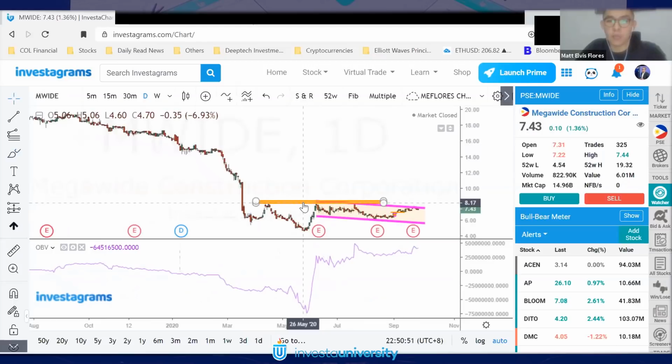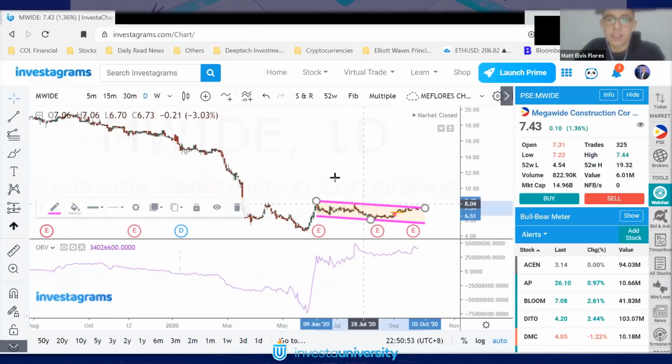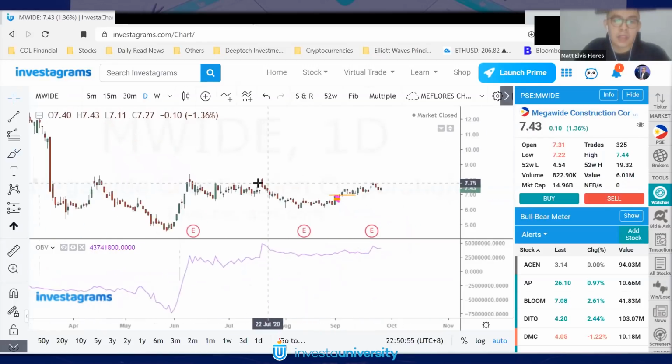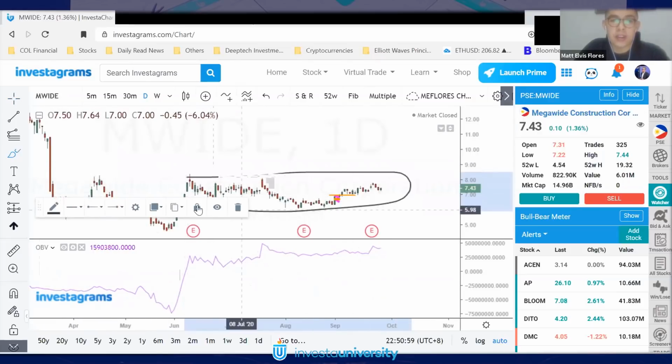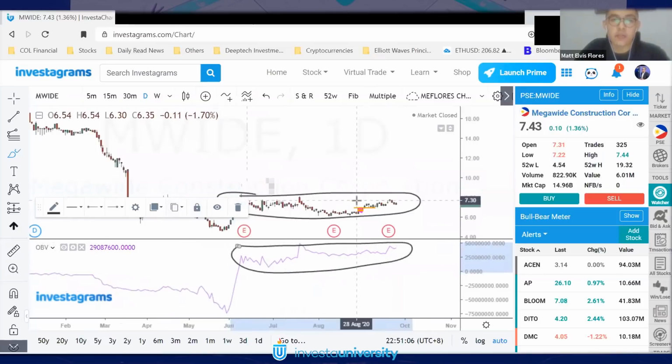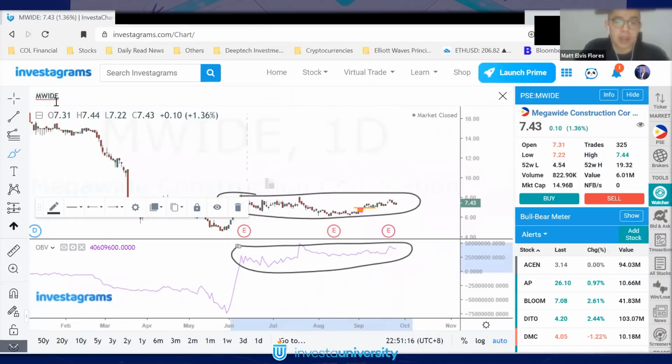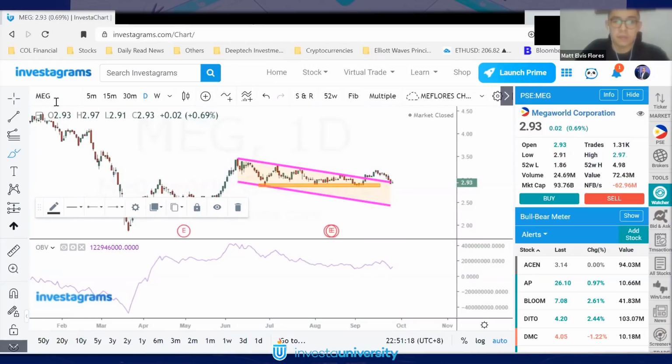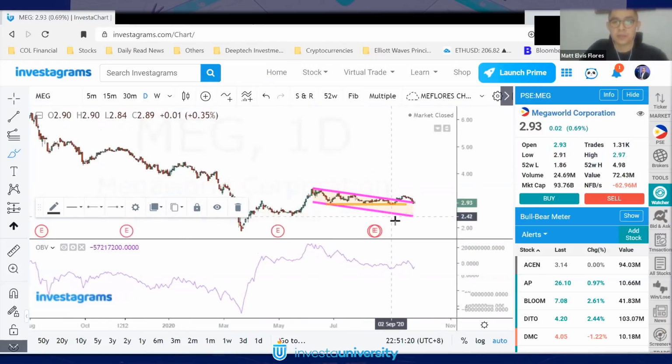Kita mo sa MY, kita mo na your price starting to move, di ba? Starting to move. And your OBV, di ba? Your OBV is nandun lang. So meaning, you can say that this is a potential accumulation ng mga insider. So ano ba may mga share buyback? Ayan no, Mega World.